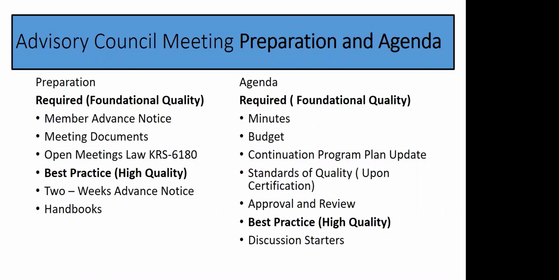Let's see, a best practice for this is 2 weeks advance notice. Advisory council members are notified at least 2 weeks before the upcoming meeting, and that notification includes corresponding documents. Another example of a best practice is some sort of handbook, and these are created to help members keep up with key information that they'll get from each meeting as time goes on.